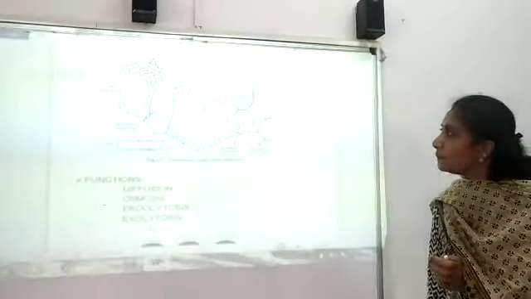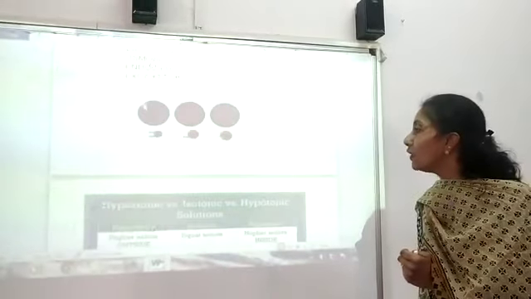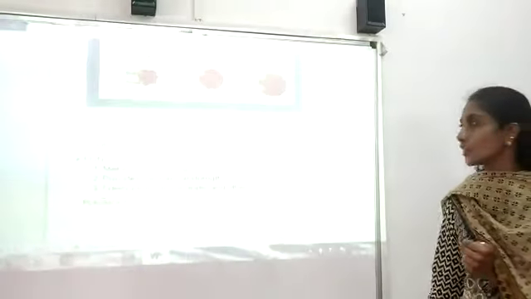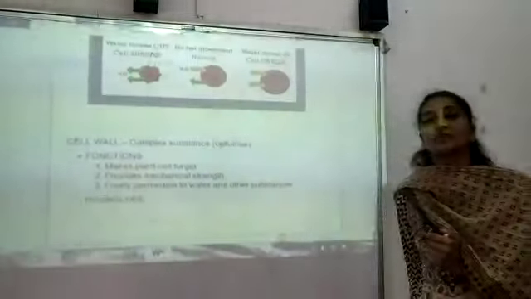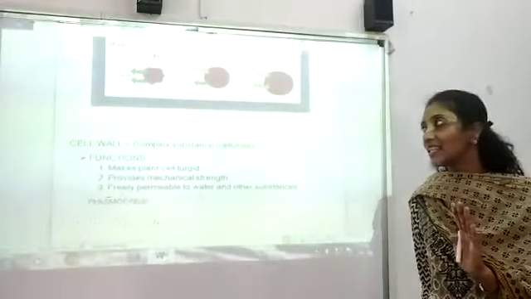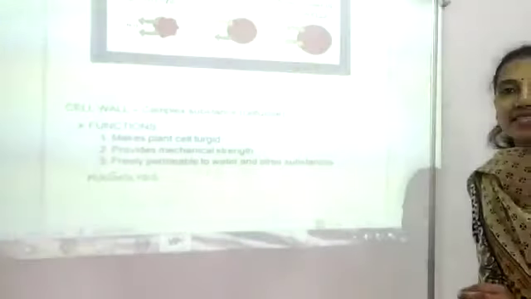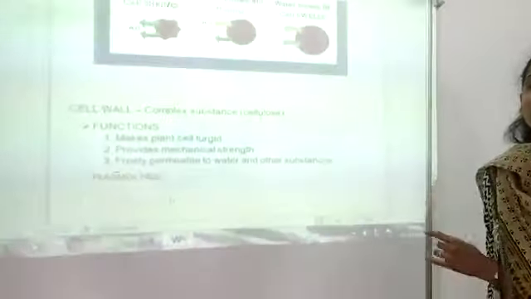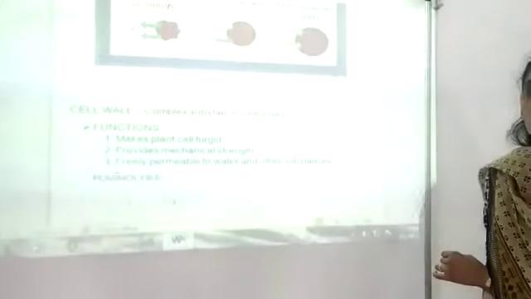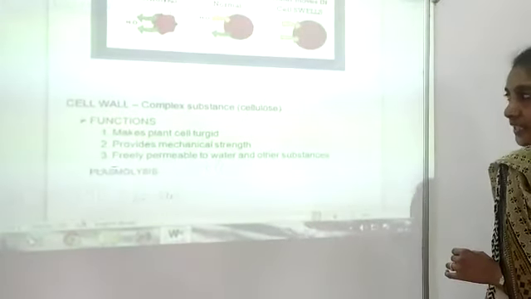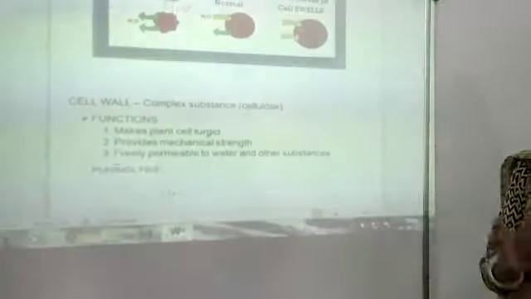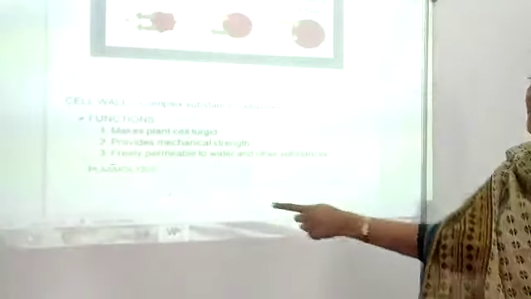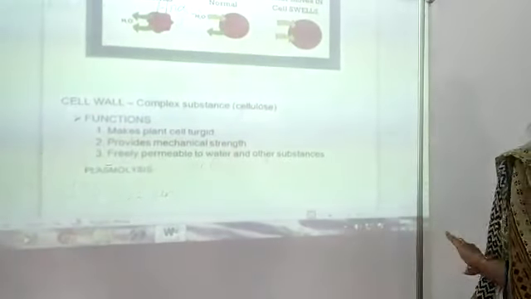In addition to the cell membrane, our plant cell contains one more exterior layer, which we call the cell wall. What is this cell wall? It is a complex substance made up of a kind of carbohydrate, that is, cellulose. So what are the functions of the cell wall? It makes the plant cell turgid. Turgid in the sense it gives more mechanical strength also. Along with that, unlike the plasma membrane, it is freely permeable to water and other substances.